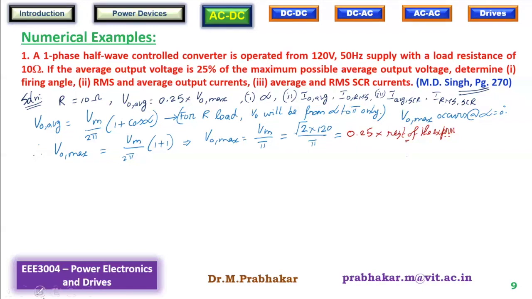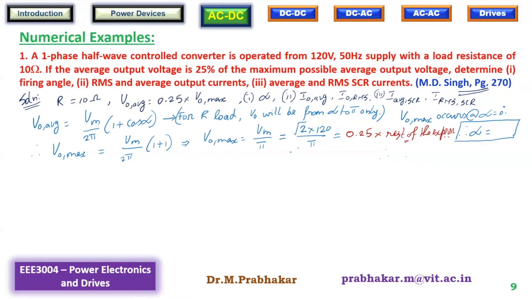Okay, so when you do that, 1/4 of this value should be equal to Vm by 2 pi into 1 plus cos alpha. From that you just find out. Or in simple terms, 0.25 into this equal to the expression. So from here you find out what is alpha.